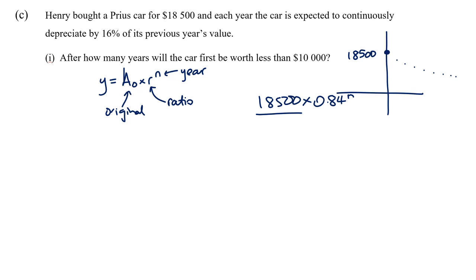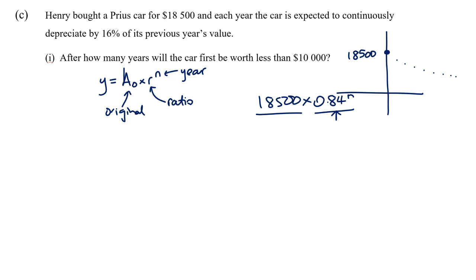When n is 0, that part there is 1. Good, because anything to the power of 0 is 1, right? That gives you the original value. If n is 2, then it'll be 18,500 times 0.84 times 0.84. Hopefully that makes sense.